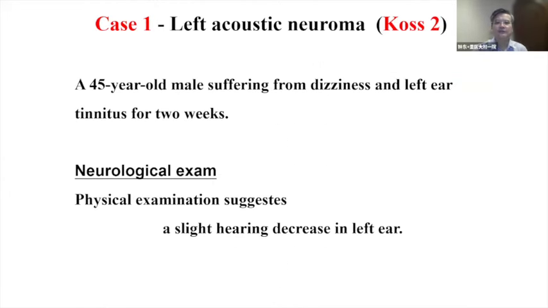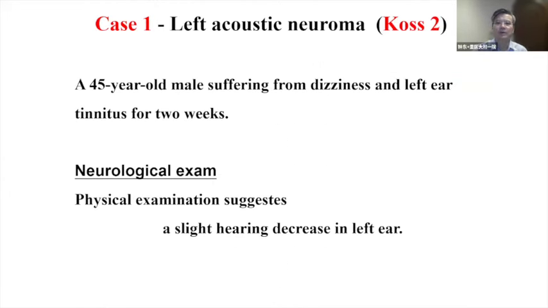Case 1, left acoustic neuroma. A 45-year-old male suffering from dizziness and left ear tinnitus for 2 weeks. Physical examination suggests a slight hearing decrease in the left ear. Preoperative MRI T2 image shows most of the acoustic neuroma grows into the internal auditory canal. There was just a little CSF signal at the natural edge of the tumor inside the IAC.